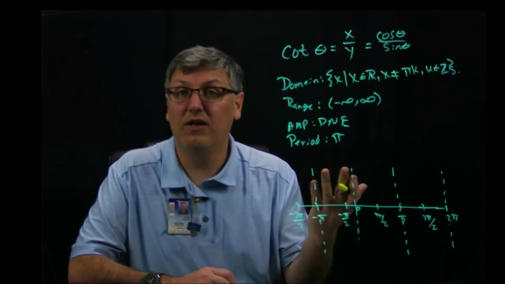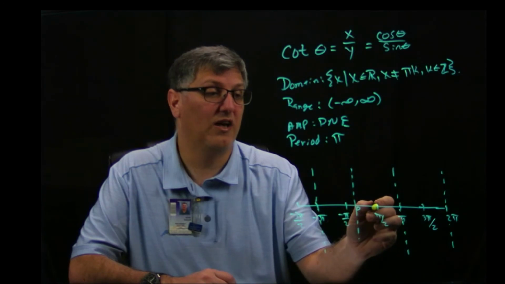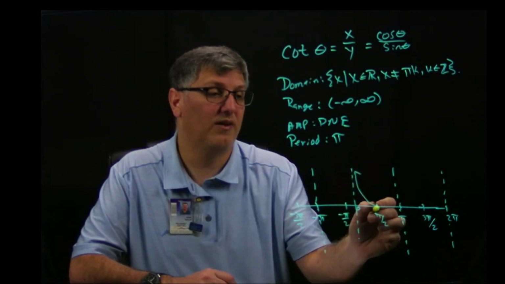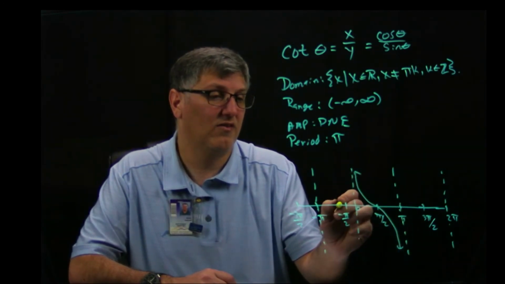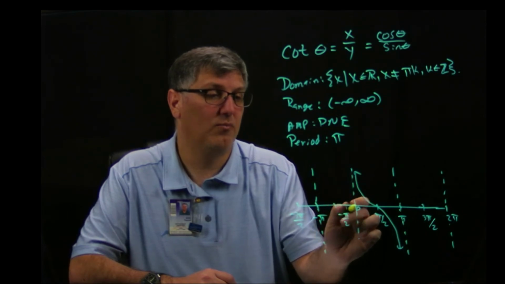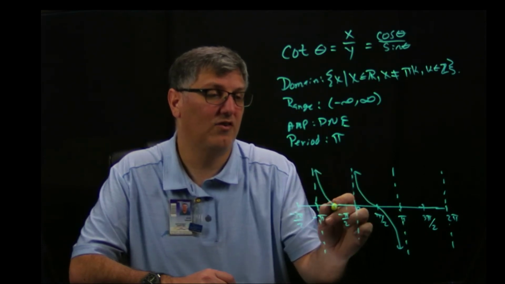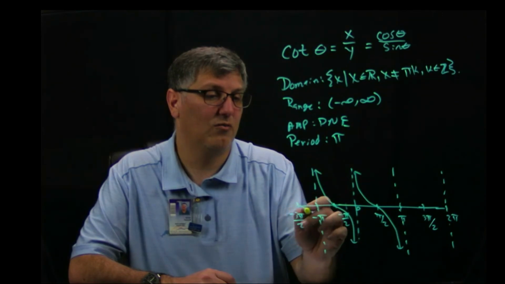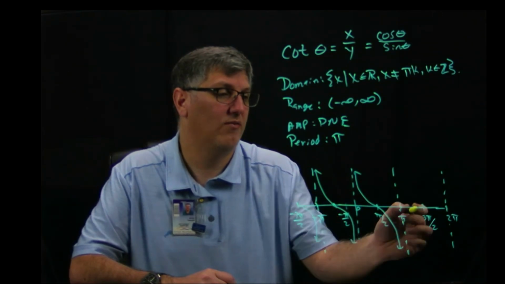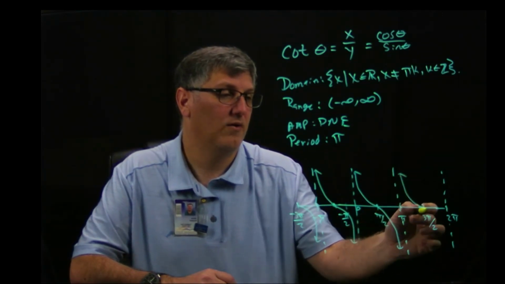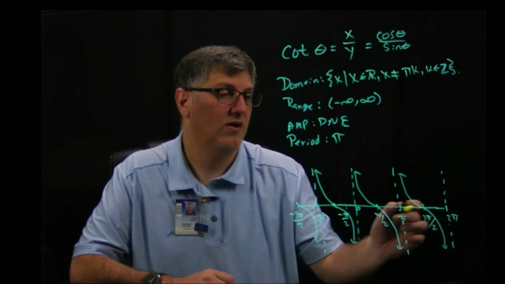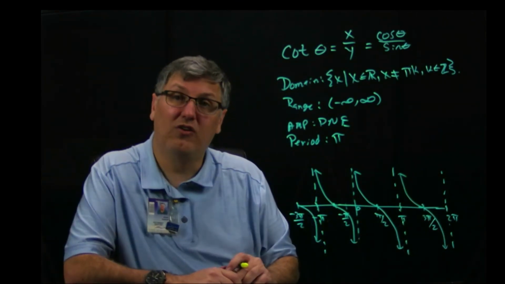Now, this is basically also a reflection of tangent. So this is going to be going up like this, down like this. Pi over 2 is in a horrible spot. We're going up like this, down like this. This one's going to be going down because I only have this half. This is going up, down, and there is the graph of cotangent.